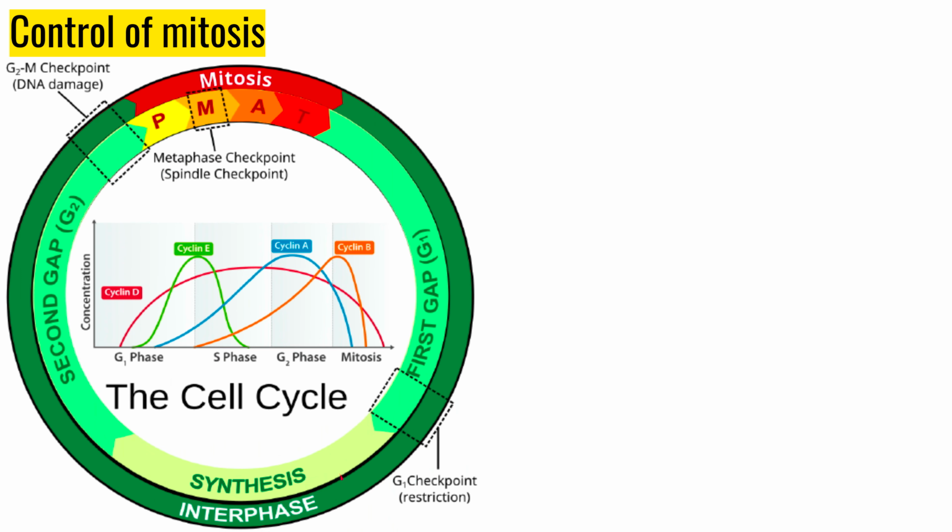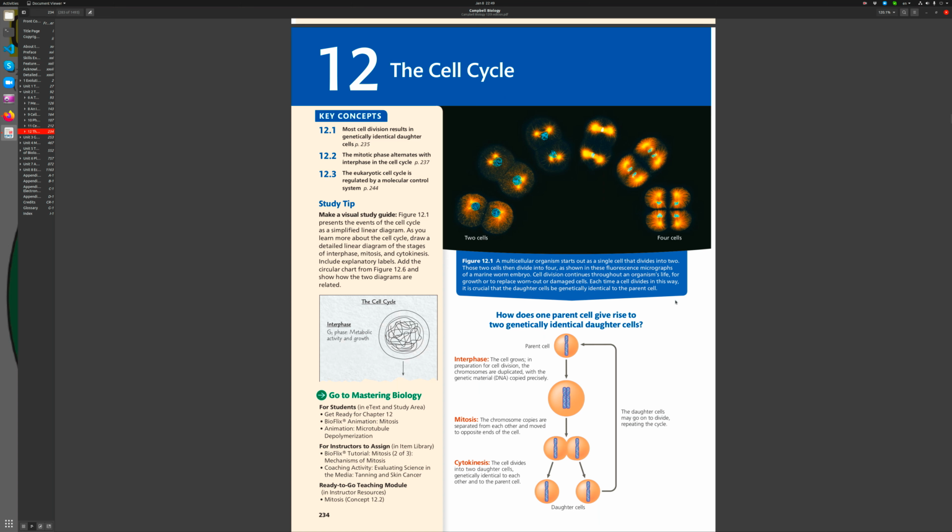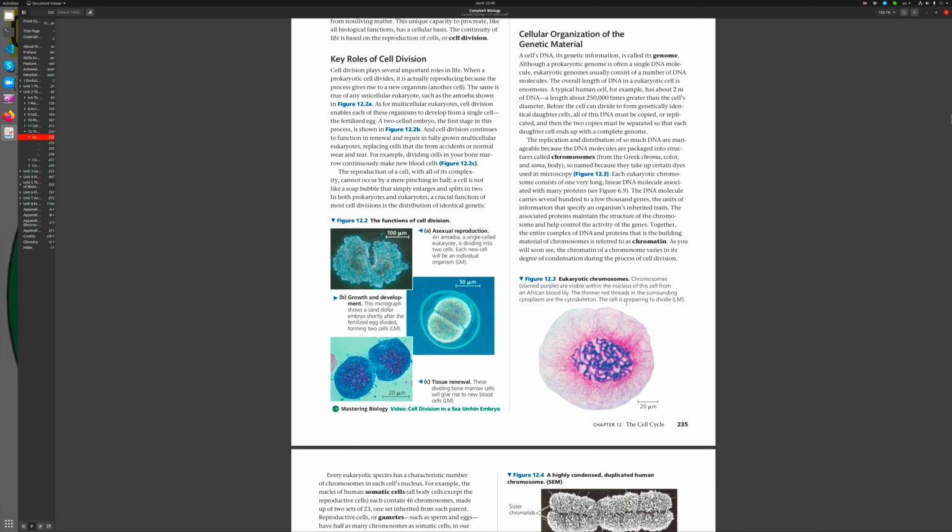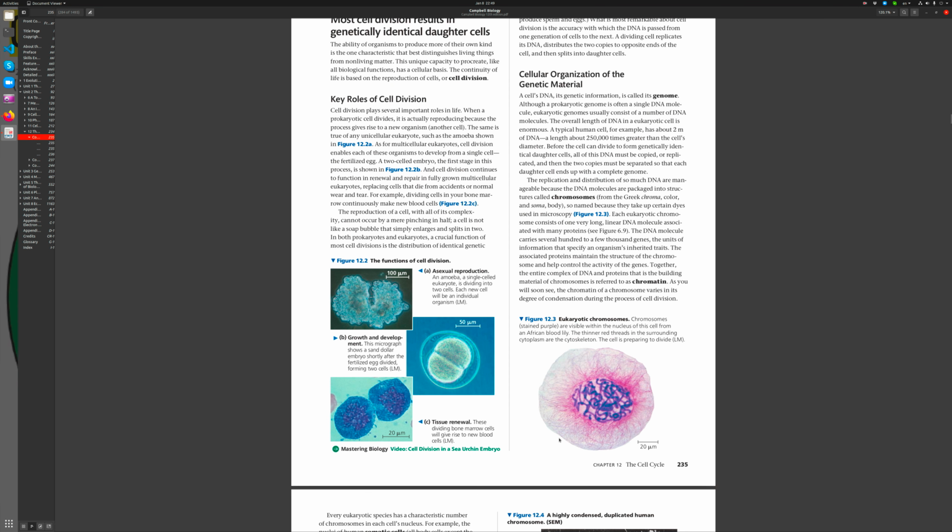Okay, so here we have the control of mitosis. But before we go to that stage, we are going to go back to Campbell Biology and go through this important topic. Here is the very important résumé. Why does cell division function like that? It's for asexual reproduction, for growth and development, and for tissue renewal.